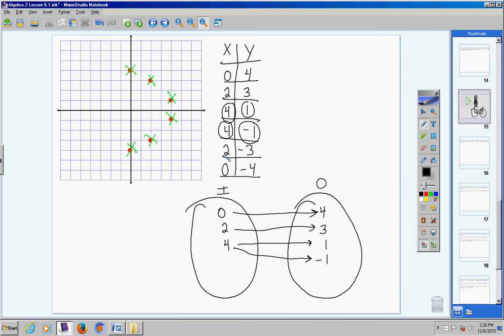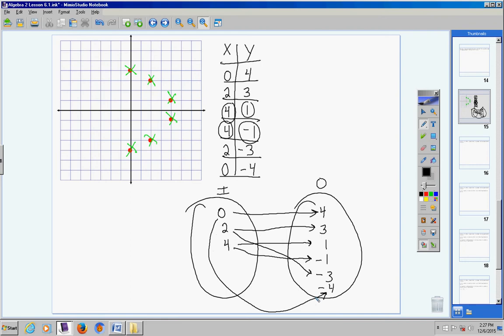Look at your next ordered pair. 2, negative 3. Well, 2's already here, is it not? Right here's 2. Put a negative 3 over here, and then draw your line from 2 to negative 3. Then 0, -4. Well, students, 0's already here. Just put a -4 right here. And if you have to get creative and do something like this, I have no problem with that whatsoever.